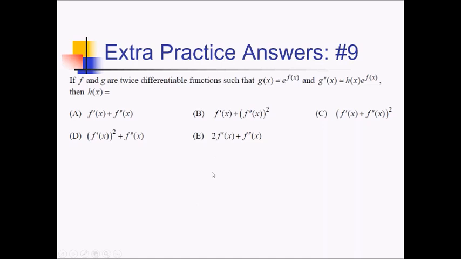On this very abstract problem, they're telling us that f and g are twice differentiable and that g of x equals e to the f of x, which is kind of interesting, and g double prime equals h of x times e to the f of x. We want to know what h equals.